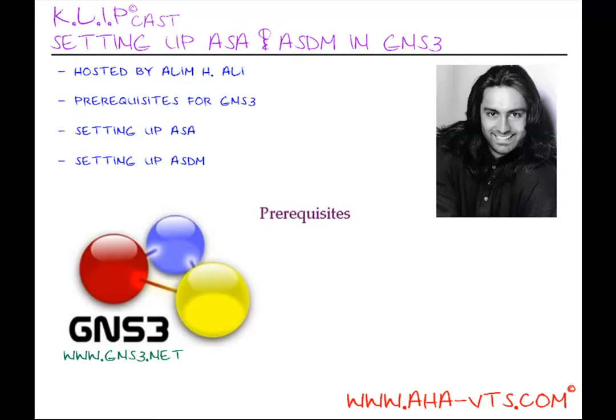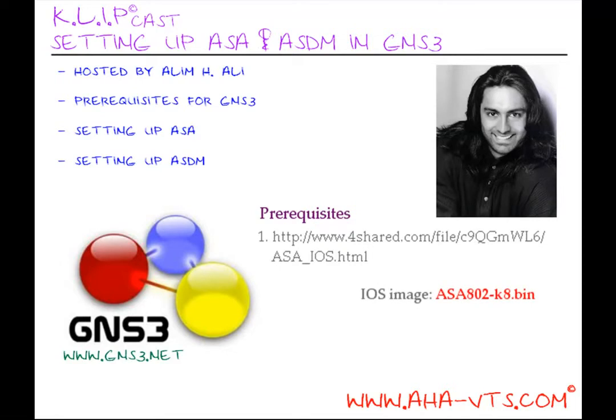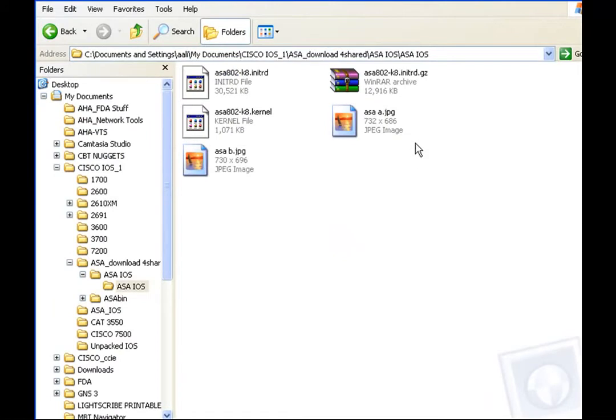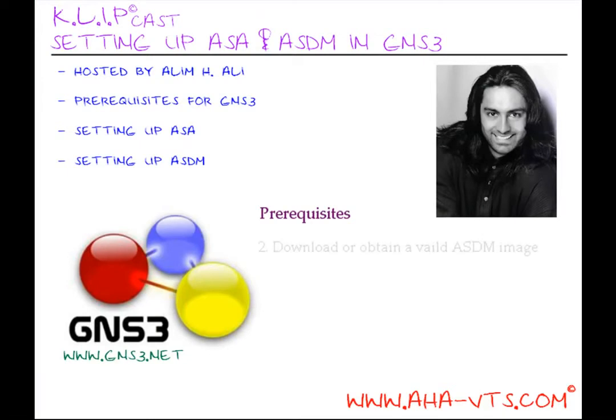There are a few prerequisites that are needed before we can set up our ASA. The first one is go to this website and download the ASA iOS image. This archive will contain the two files necessary to setting up our ASA. The iOS image used is the ASA802-K8.bin. And once you download this file and extract it to your local machine, these are the two files we're going to use. It is the ASA802-K8.initrd.gz and the kernel.